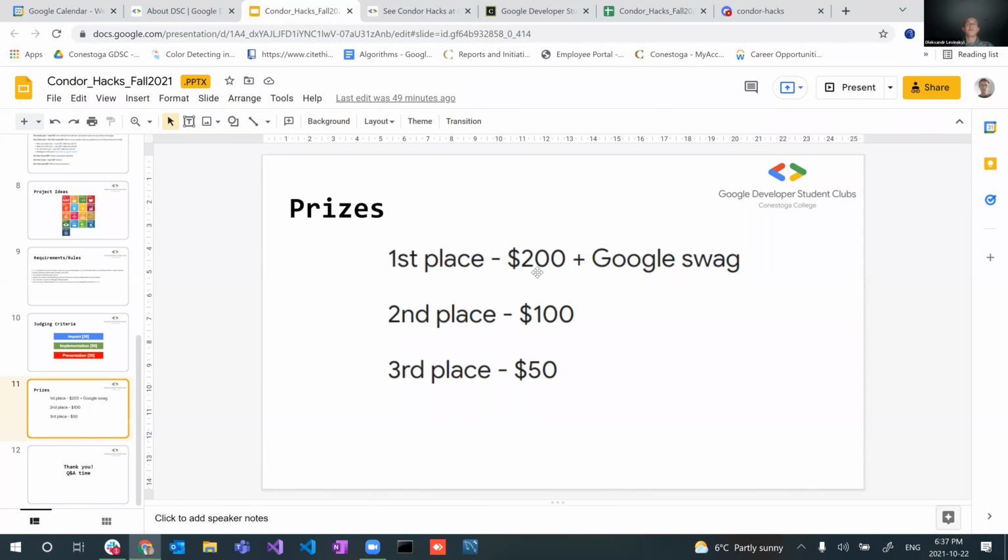Just also want to clarify. For instance, if you have two people in a team and you win first place, then every one of you gets Google Swag, and also $200 divided by 2, right? Because there are 2 participants in the team. So every winner will get $100.